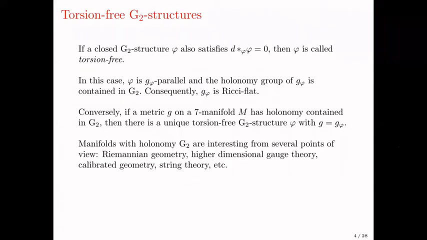These manifolds with holonomy G2 are a focus of a lot of research at the moment, and have been for the past 20, 25 years. They're interesting from lots of points of view. They're interesting from Riemannian geometry because currently they're the only source of compact Ricci flat simply connected manifolds. You can write gauge theoretical equations on them, so they're interesting from the point of view of high dimensional gauge theory. They're also interesting from the point of view of calibrated geometry because this 3-form phi and the 4-form star phi define calibrations on your manifold.